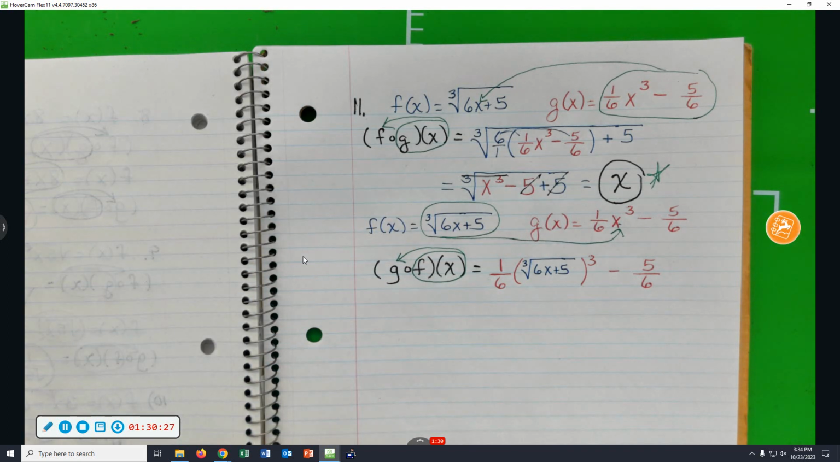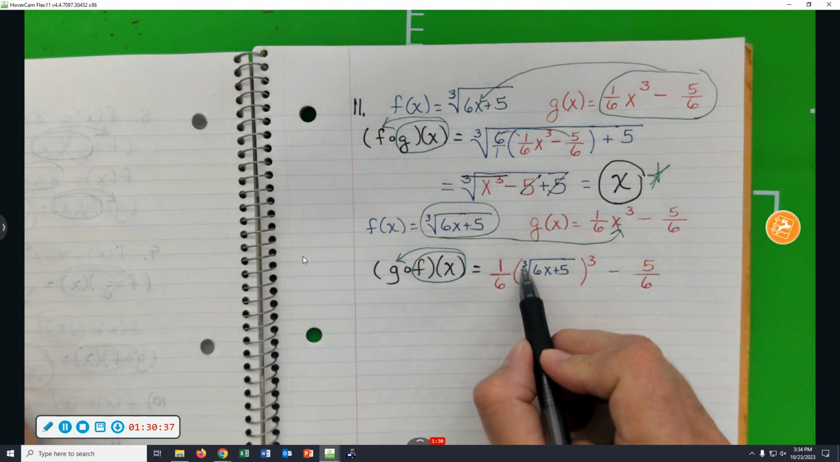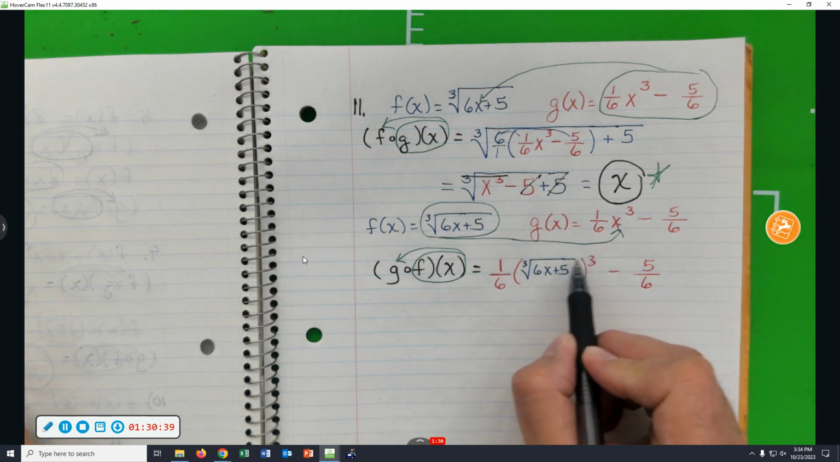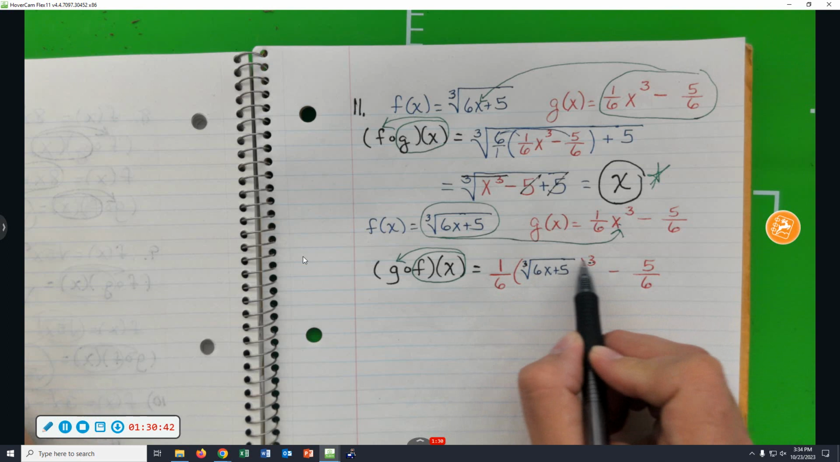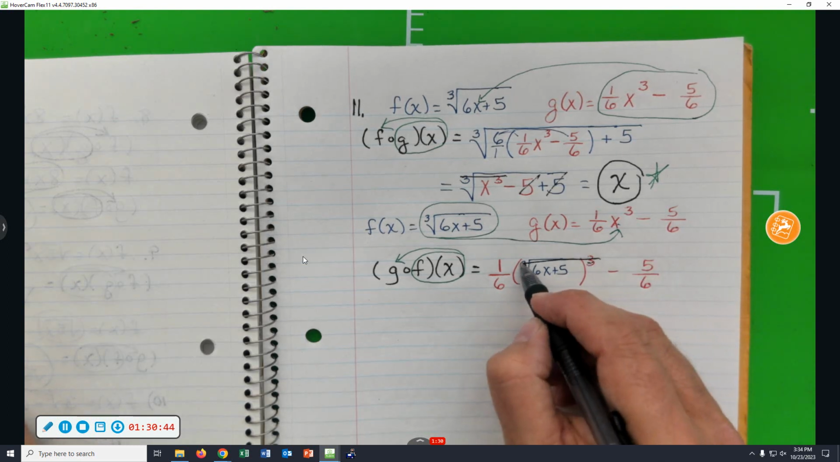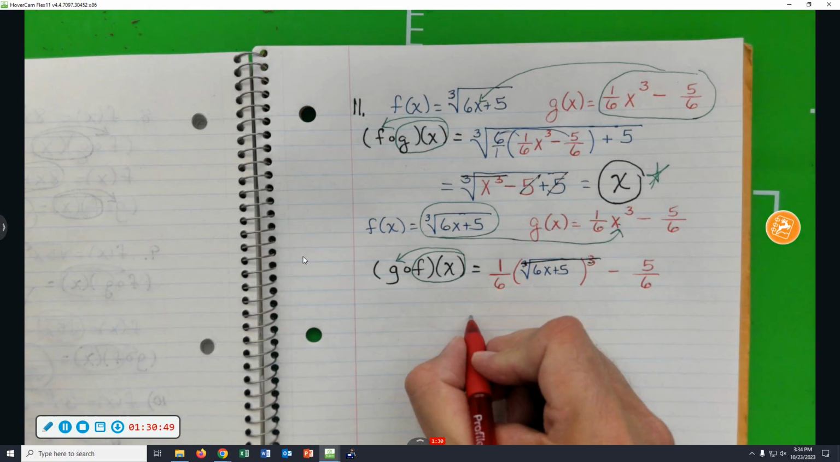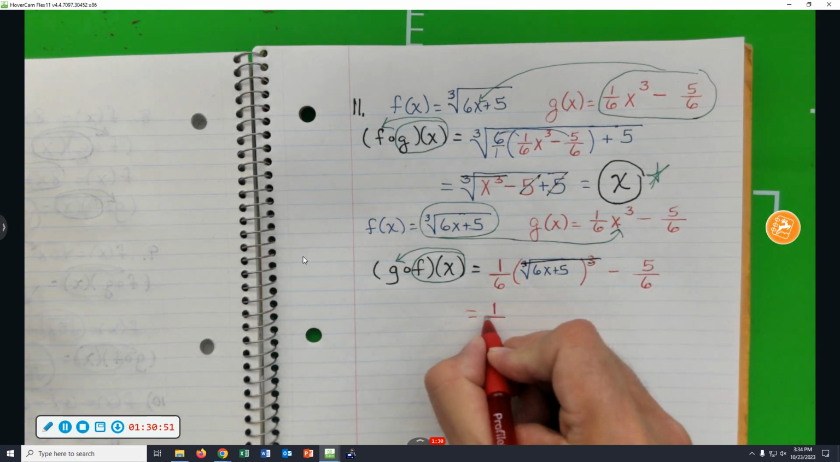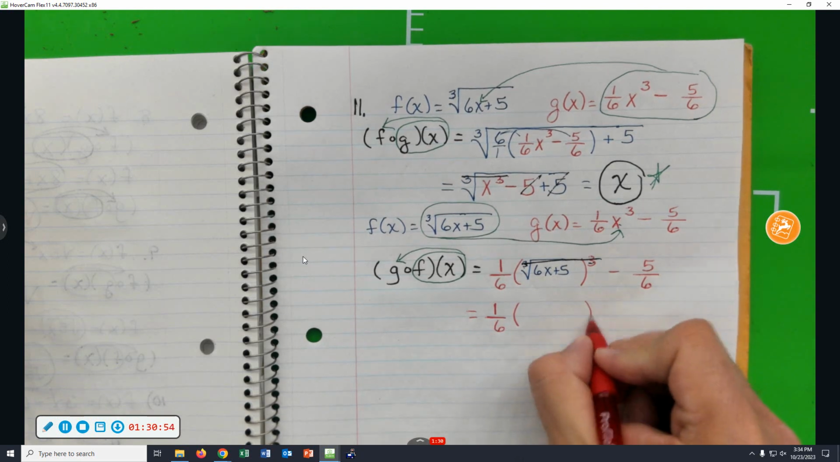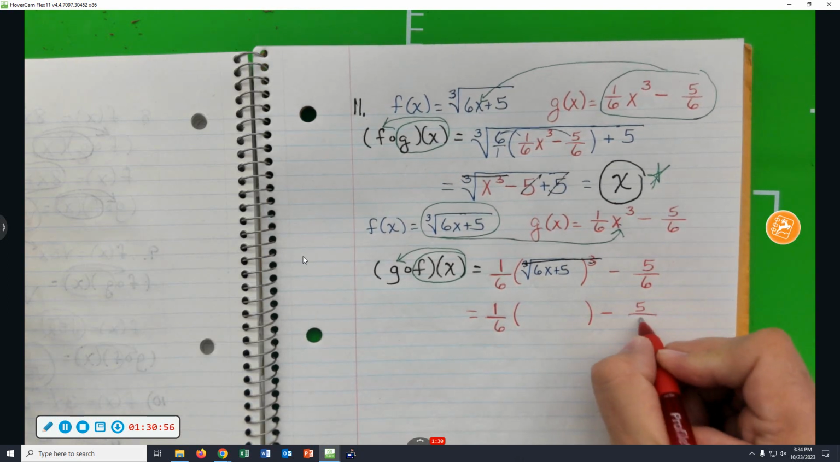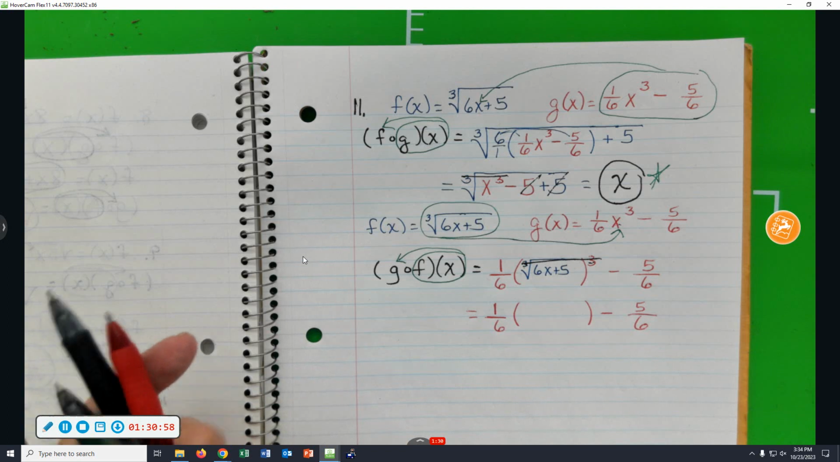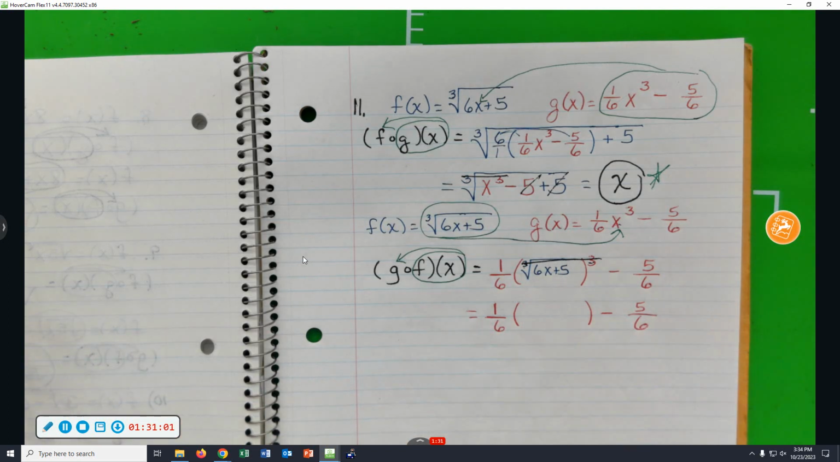and a lot of stuff is going to start canceling out now. What's the first thing to cancel out? The cube and the cube root. So those cancel. I'll mark those. Now just to make it look a little neater, I'm going to rewrite it without those marked out cube roots and cubes.